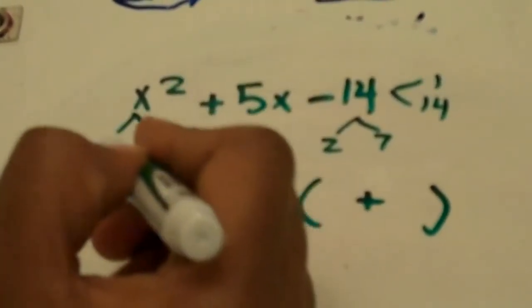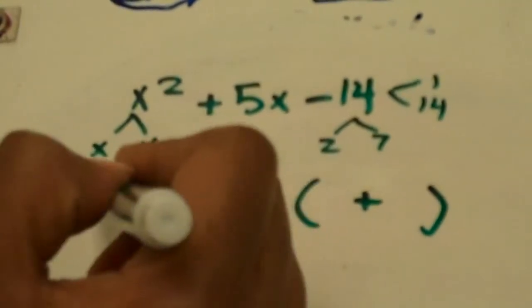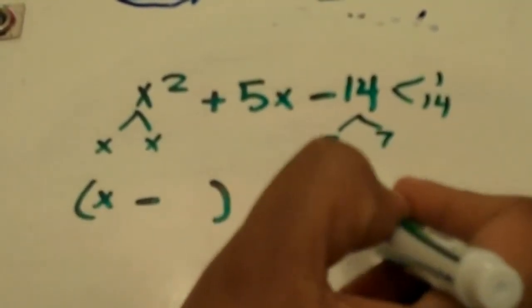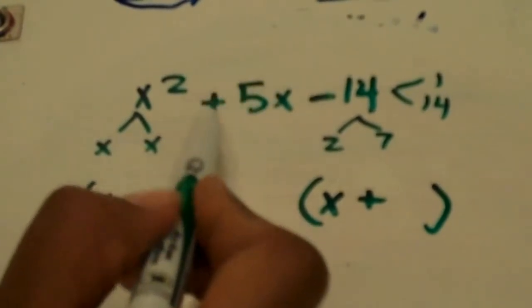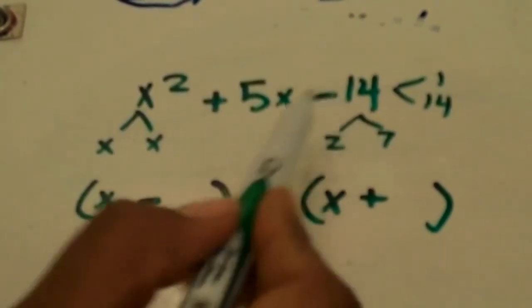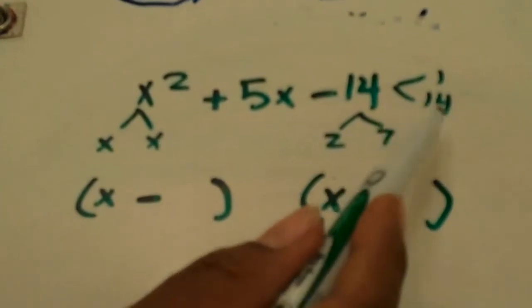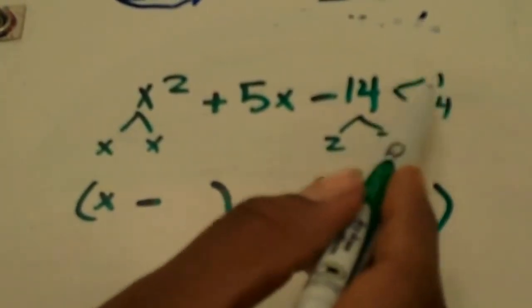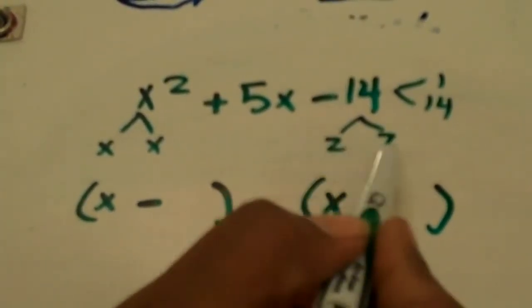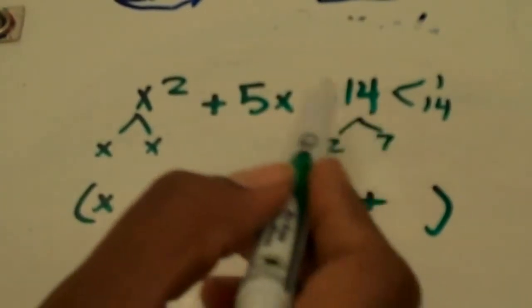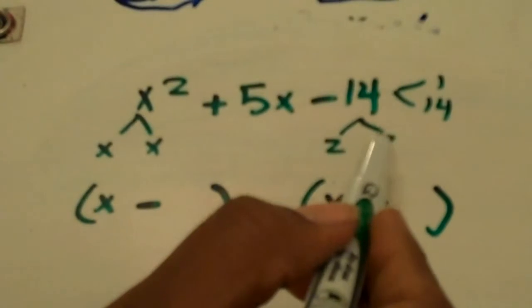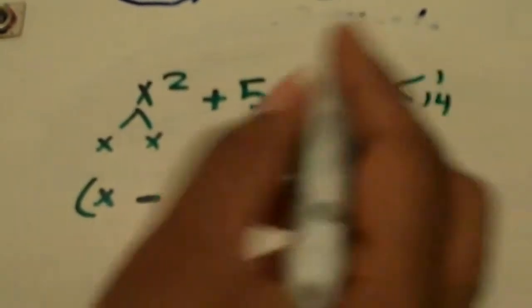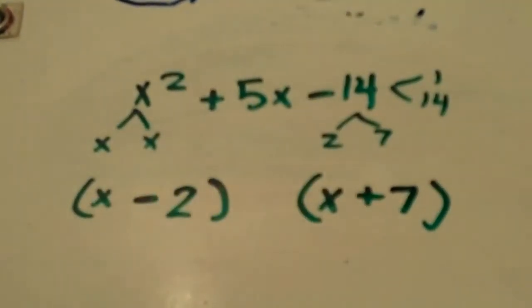For x, the only thing that you can multiply is x times x. So for sure, we know the x goes there and the x goes there. We're looking for a difference of 5, because they have to be opposite signs. 1 and 14 gives us a difference of 13. 2 and 7 can give us a difference of 5, and we're looking for positive 5. Remember, the larger number is going to be positive.